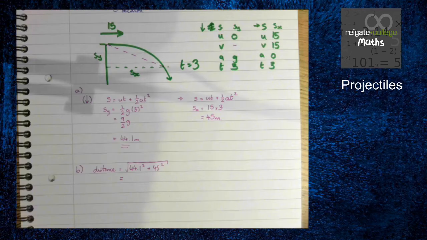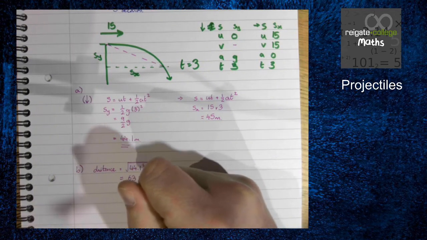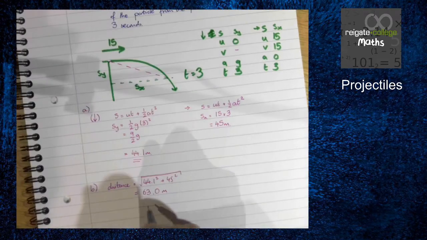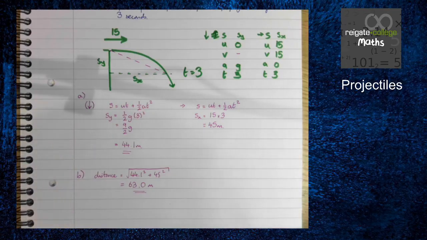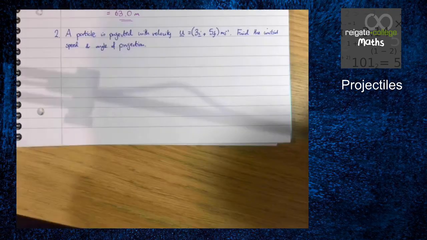Square root the answer, and we get 63.0 meters. Okay, so a very, very simple projectiles question. So this second example we're going to look at is significantly quicker.